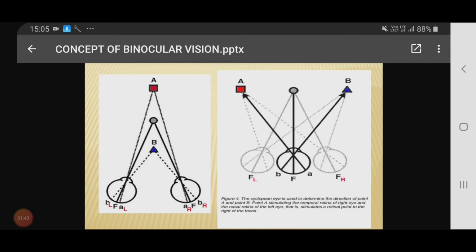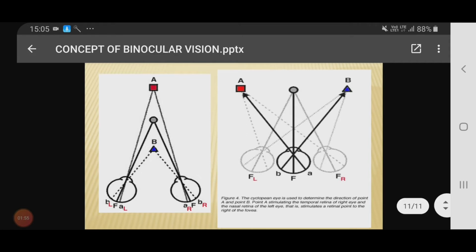Now look at this diagram. The visual direction means, let's consider the rays of light which are falling on the right eye. You can see that from the object the rays of light are falling on the right eye retina. So this is the visual direction of the right eye. Similarly, the rays of light from the object are falling on the left eye retina. So that is also the visual direction of the left eye.